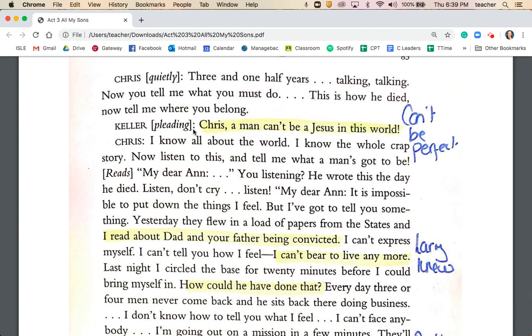This is an interesting line from Keller. It says, Chris, a man can't be a Jesus in this world. And he's mentioned that earlier, I think in Act 1, this idea that perfection isn't possible, isn't a realistic goal to aim for, that Joe says here. And then in response to that, Chris reads the letter.